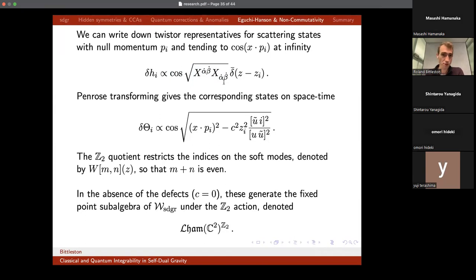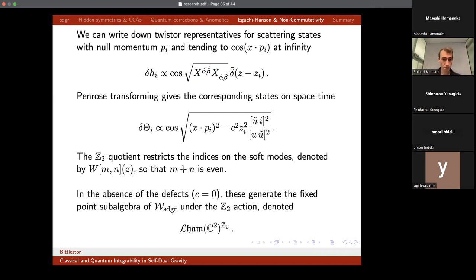And you can Penrose transform those states to get graviton wave functions expressed through some kind of potential. And they take the following form. So these are exact scattering states on this curved background. And the result of doing this Z2 quotient is that our soft modes, which previously, if you remember, were labeled by two non-negative integers, are now going to be required to have those non-negative integers sum to something even. And that's the result of the Z2 quotient.